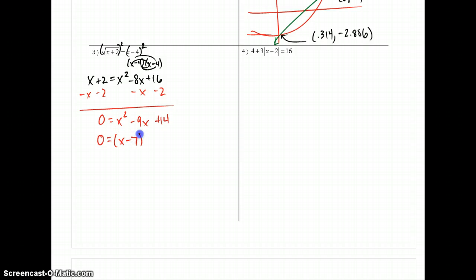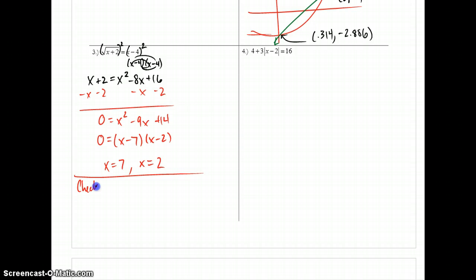We have -7 minus 2. 2 times 7 is 14. -7 minus 2 is -9. We get answers of 7, 2. And we want to check our answers. You should always do this, and especially in a problem that's a square root.